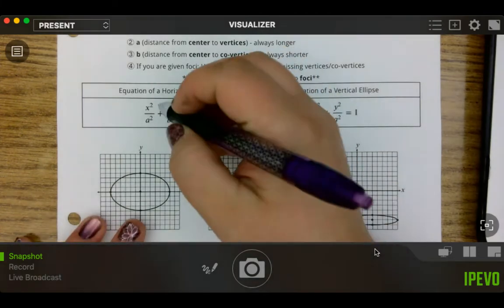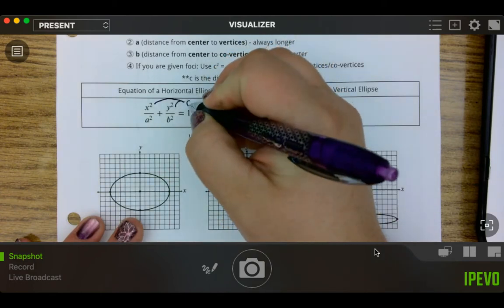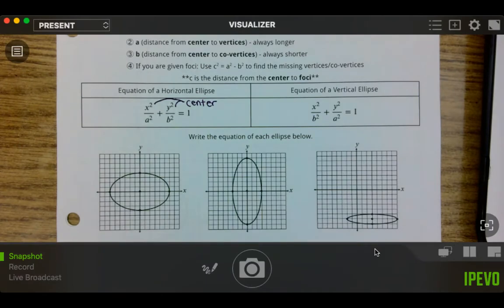One other thing that's not really typed very well on here is that the center will go in parentheses with x and y right there. And I'll show you what that looks like on some examples.